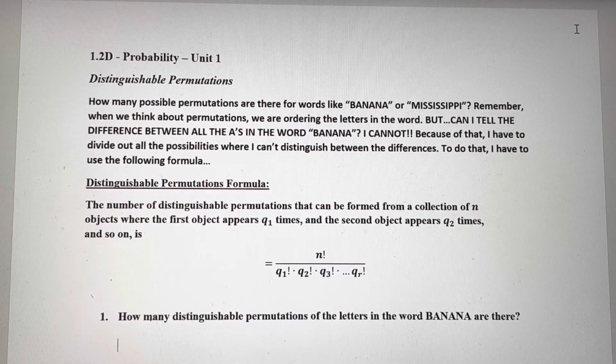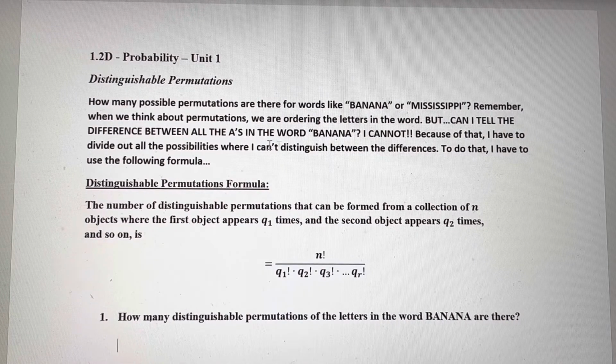All right, in this video, we're going to talk about distinguishable permutations. We've been talking about permutations, which is placing objects or events or people, or whatever the case may be, in order. So let's look at words like banana and Mississippi. Can you tell the difference between all the A's in the word banana? And the answer is you can't.